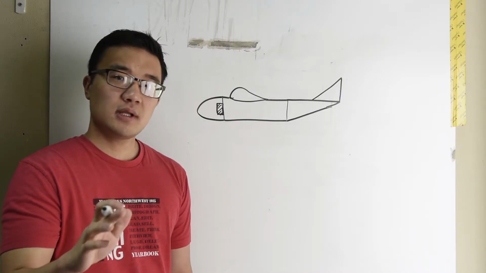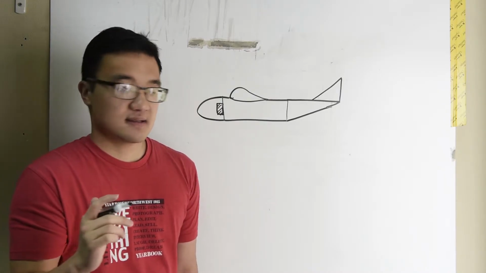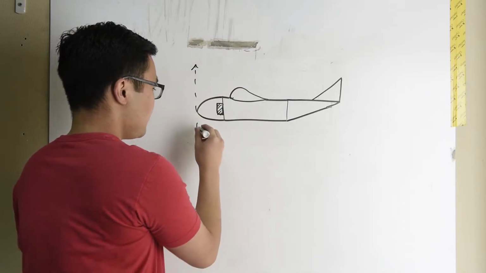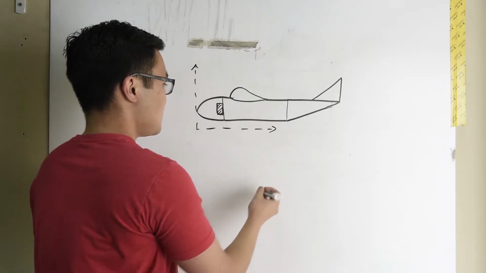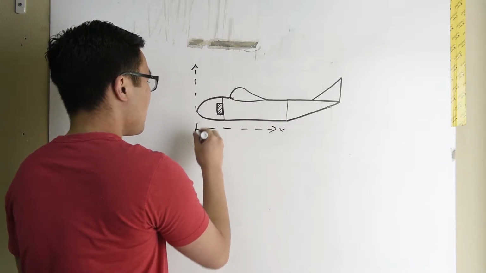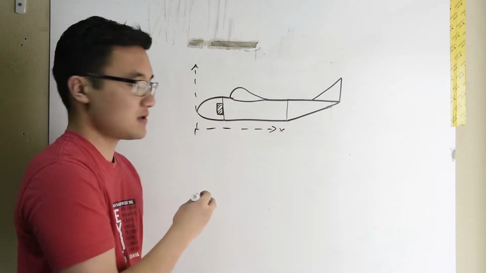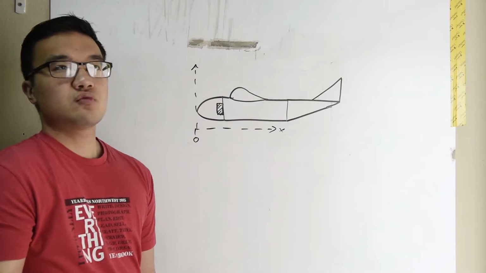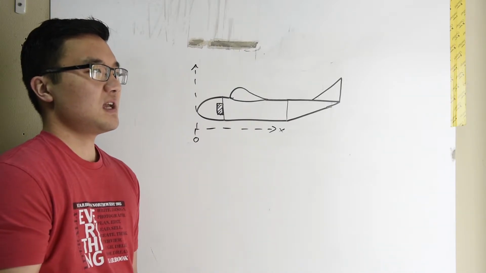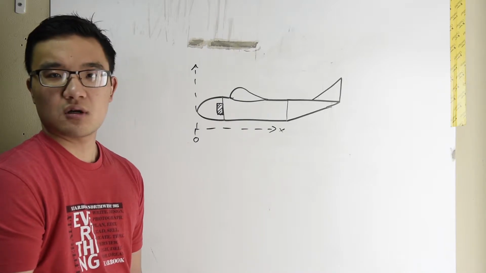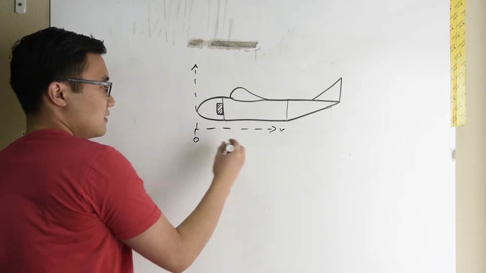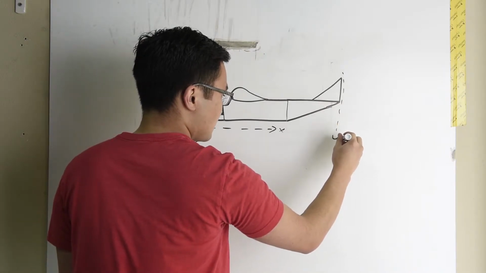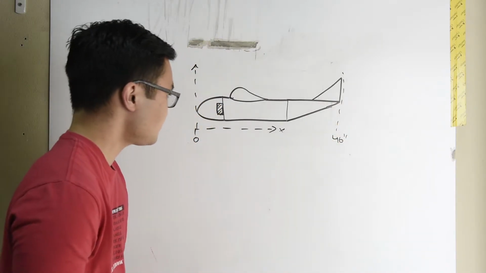Now, what I'm going to do is define my axes. I'm going to define my y-axis as going up. I'm going to define my x-axis as going this way, with the origin at the very tip of the nose. Now, our plane was roughly, I want to say, if I recall correctly, 46 inches long. So let's say that the back of the tail is all the way at 46 inches.